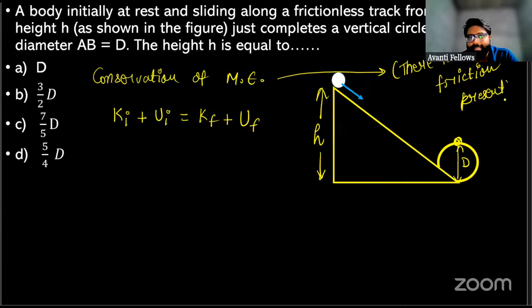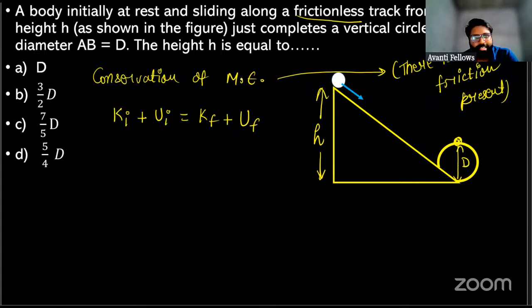Okay? So whenever you see that the track is frictionless, this wedge is frictionless, there is no friction, just remember there is a tendency that you can apply the conservation of mechanical energy. So always remember when frictionless, absence of friction is mentioned in the question, it is just pushing you to apply the conservation of mechanical energy. Okay. Clear? We can also solve this question by applying the work energy theorem, but it will just increase the length of this question. So we can apply the conservation of mechanical energy.